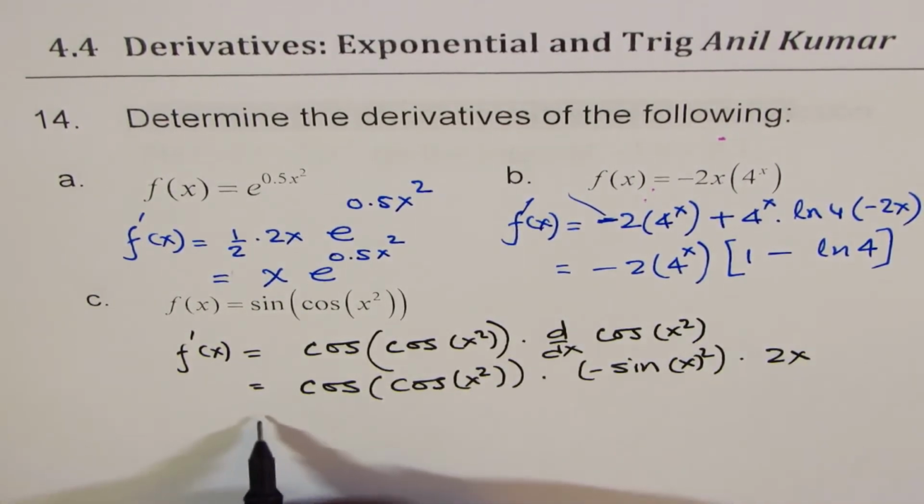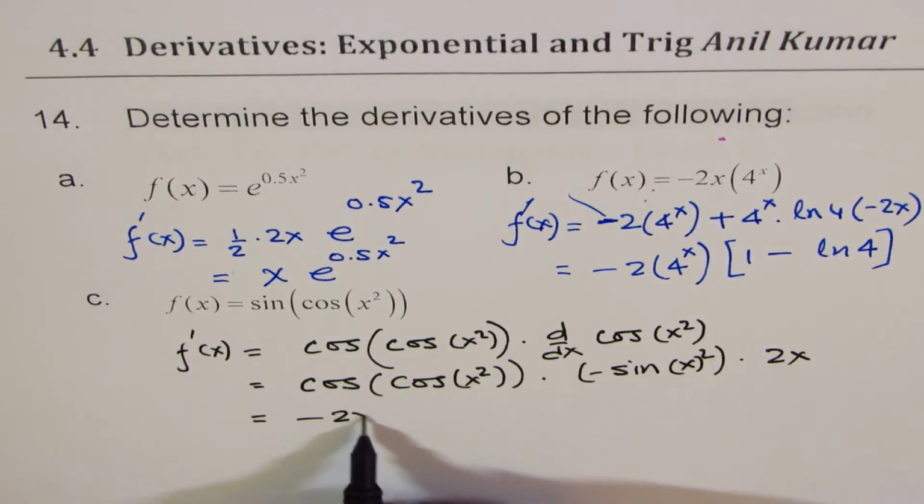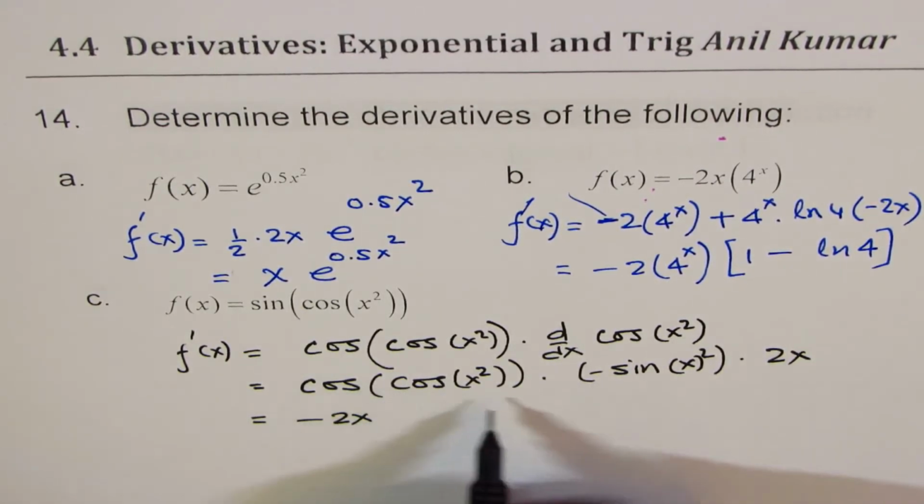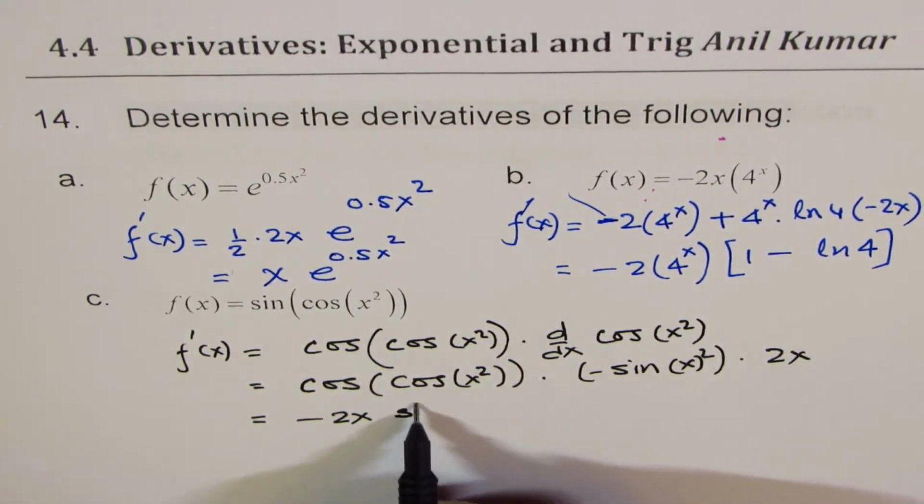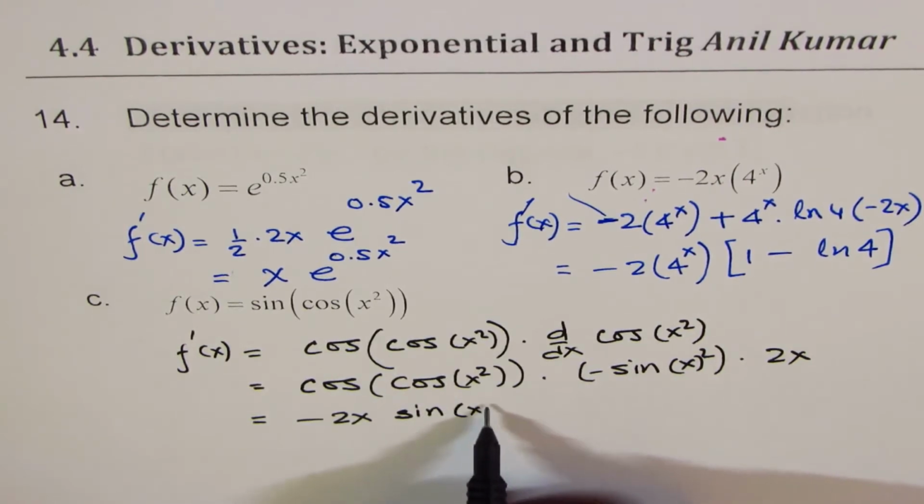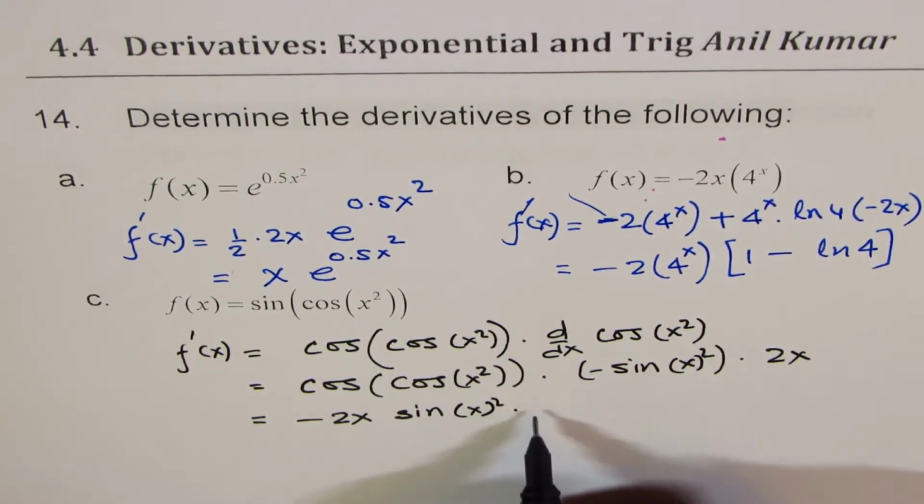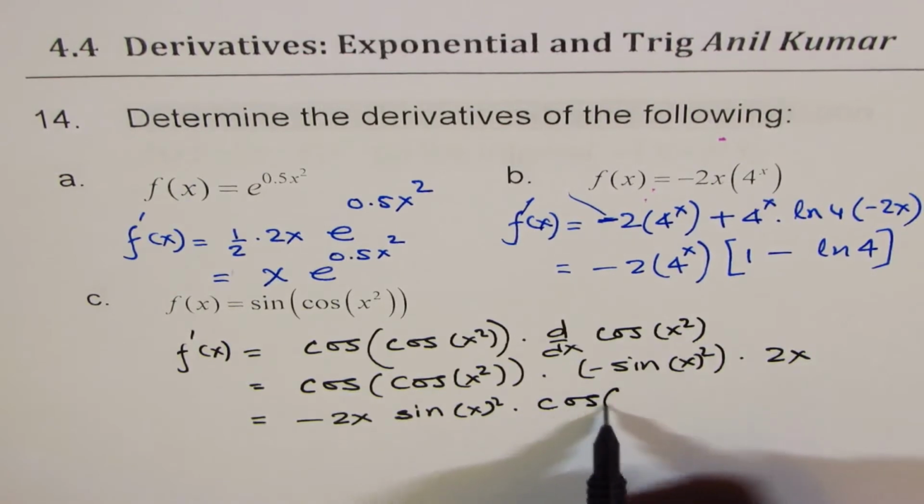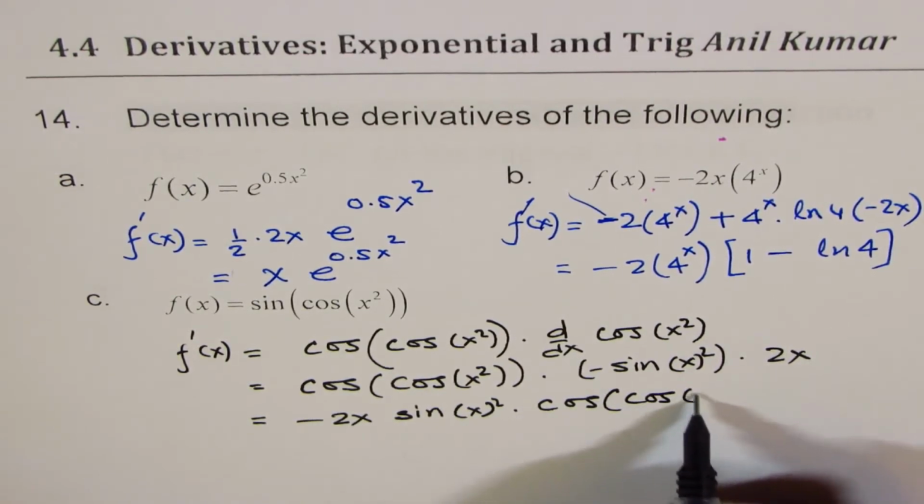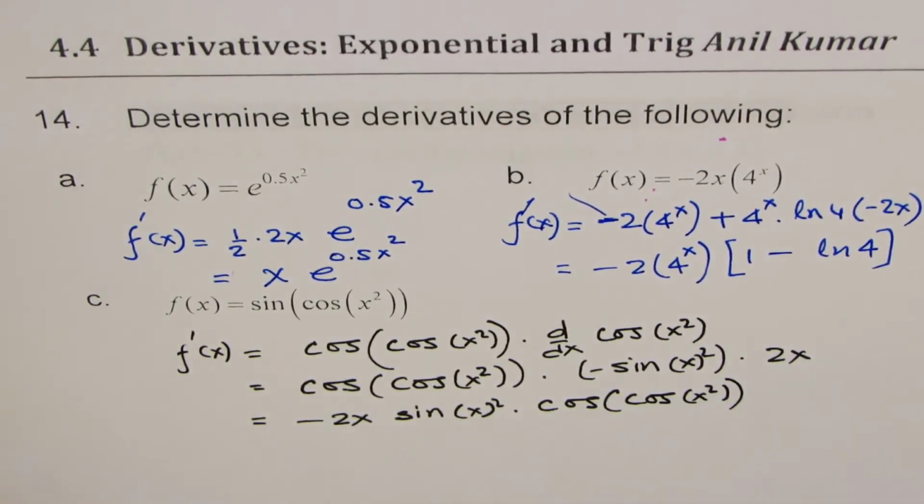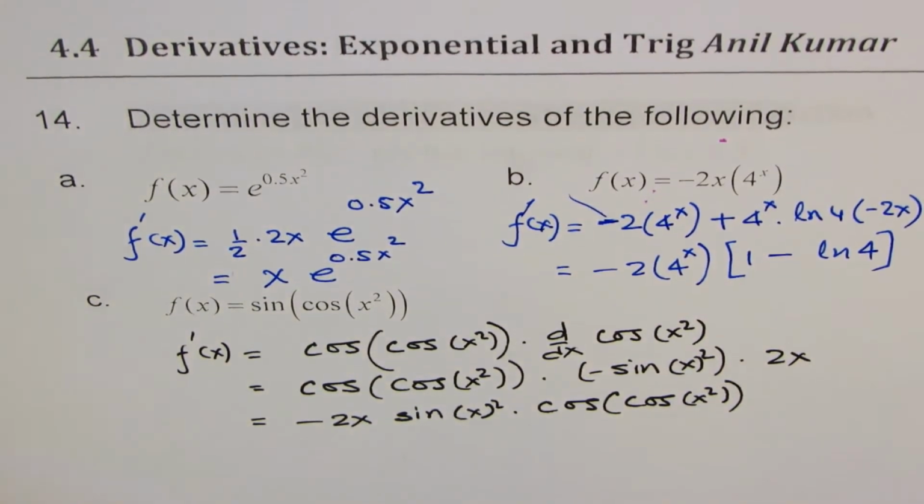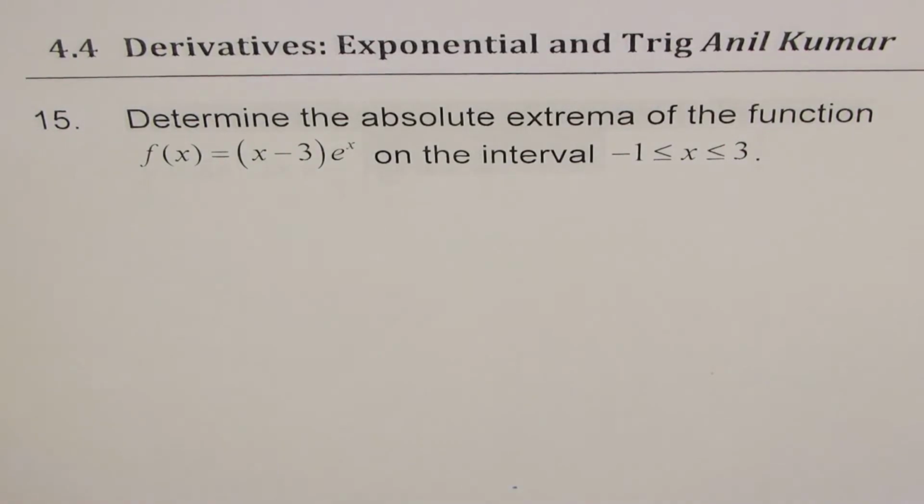Let's rearrange and write it as minus 2x times sine of x squared times cos of cos x squared. So that becomes the derivative of the given function. Okay, so let's move on. We are almost at the end.